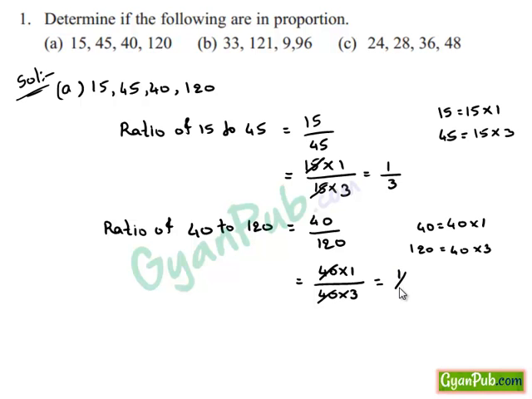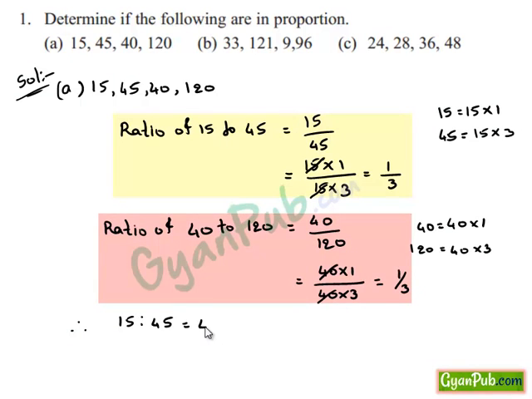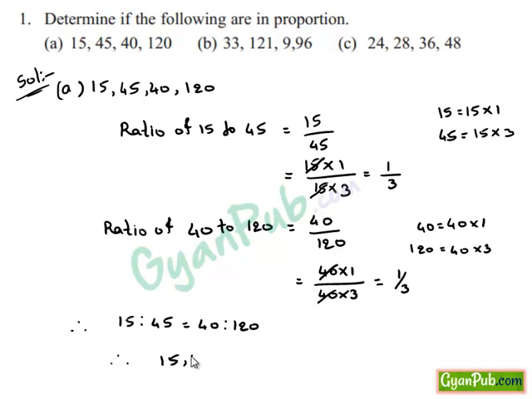as 1 upon 3. Now from the above ratios we can say that 15 is to 45 is equal to 40 is to 120. We know that if two ratios are equal, we say that they are in proportion. Therefore 15, 45, 40, 120 are in proportion.